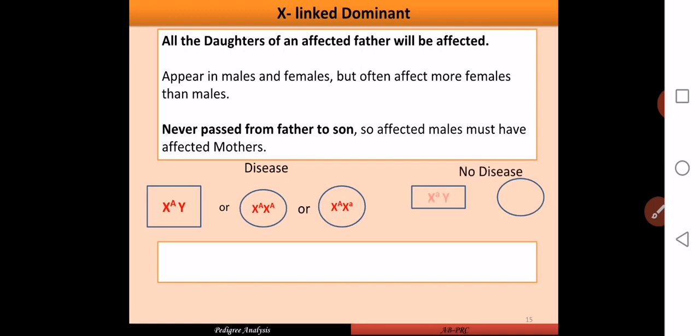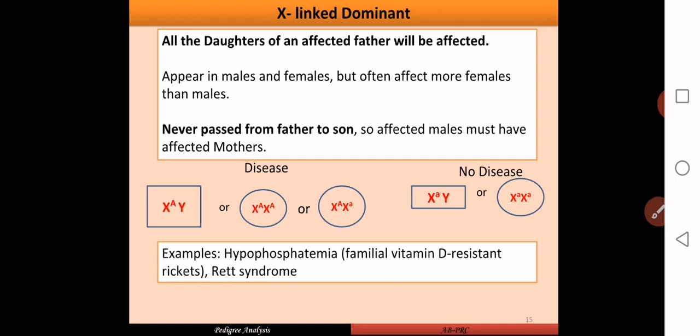In case of no disease condition, the male should be X^a Y and the female should be X^a X^a, homozygous for the recessive trait. So this will be the condition. And we can see examples. Rett syndrome or hypophosphatemia, these are examples for X-linked dominant trait.